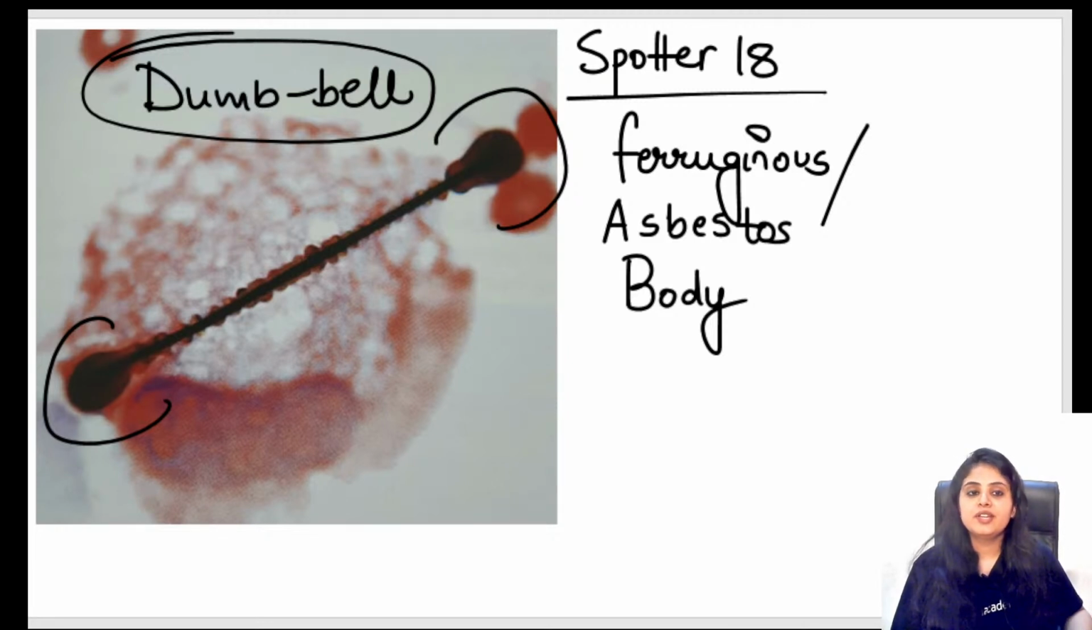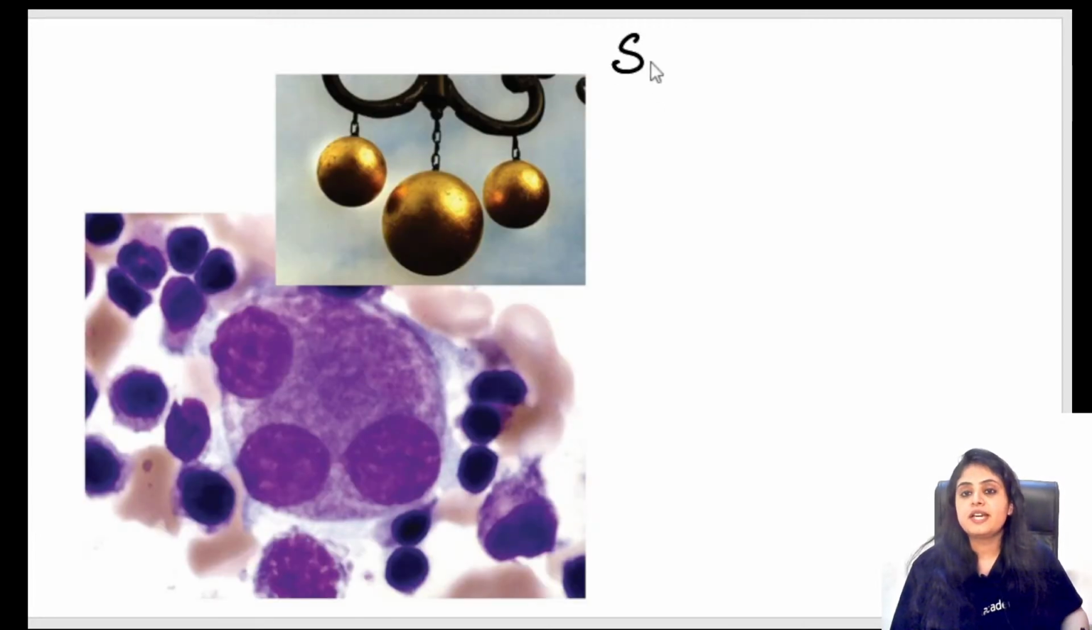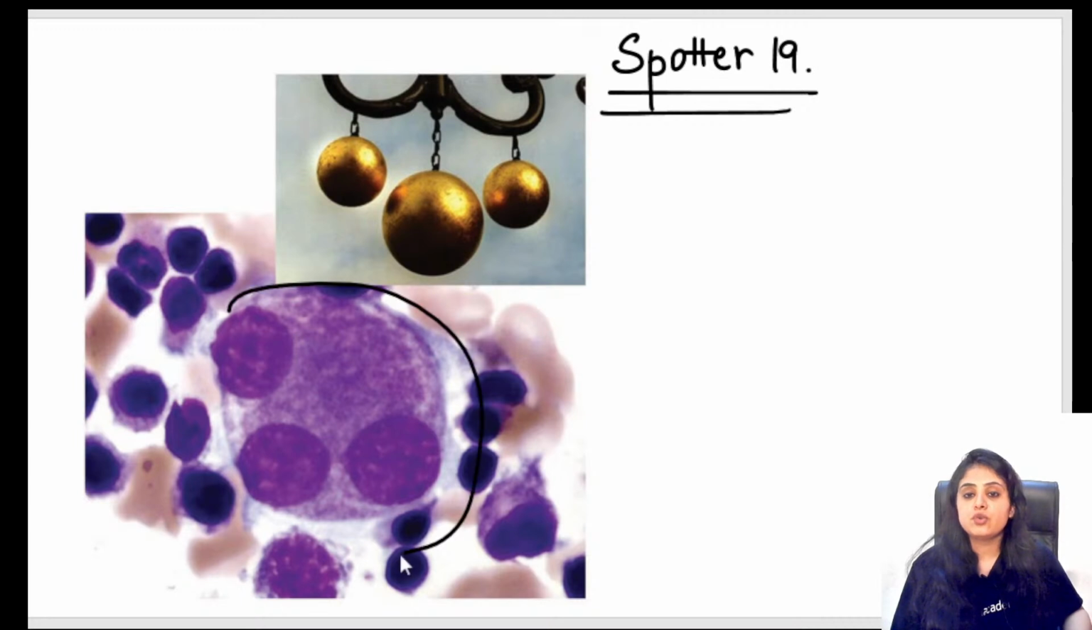Okay, now the easy one is done, so the tough one. Spotter 19. Last two guys, come on, give it your best. Spotter 19, some cell shown over here, some reference also shown over here. Some reference and a cell. Tell me the identification and the disease.